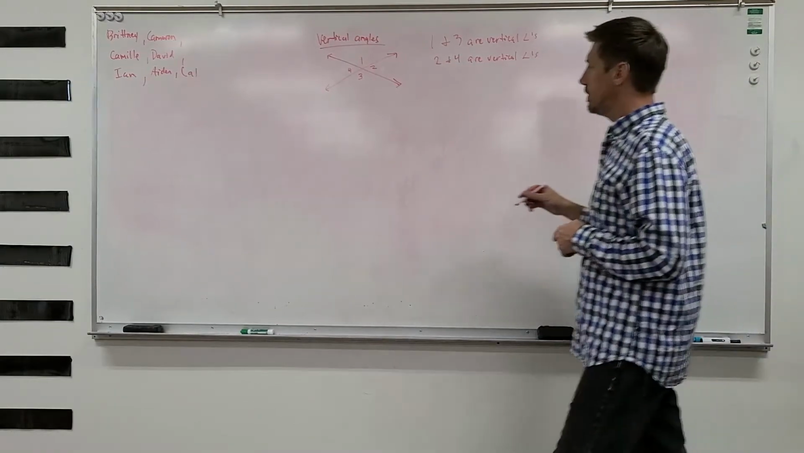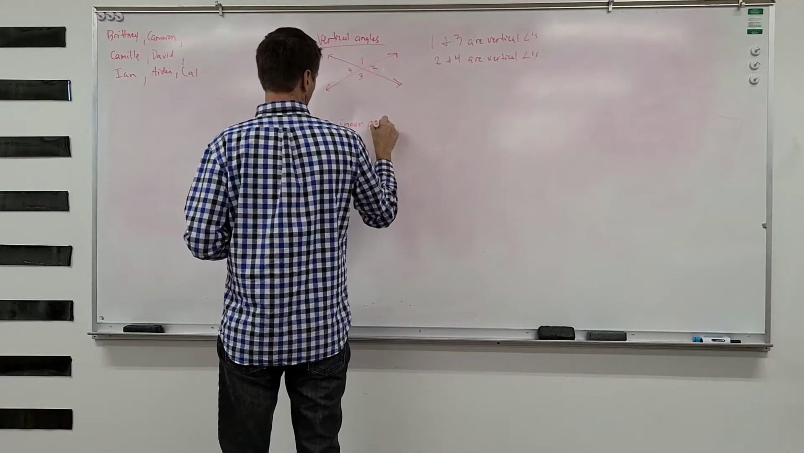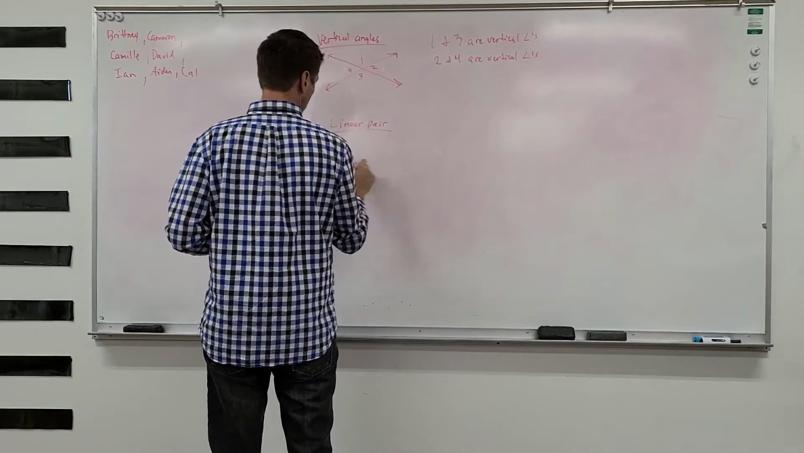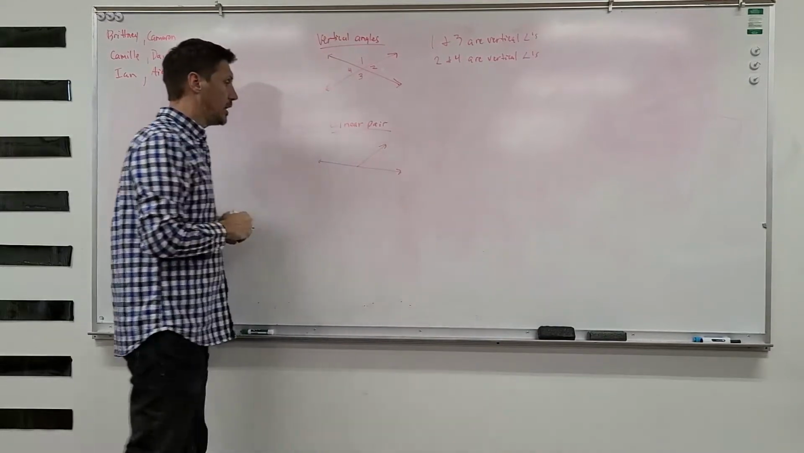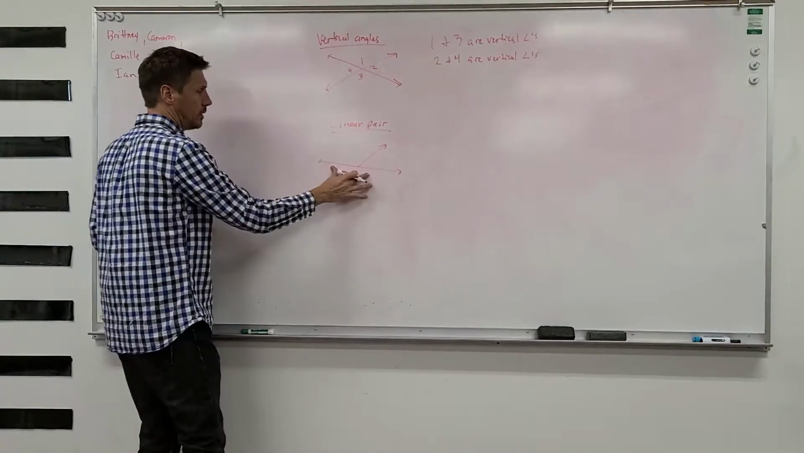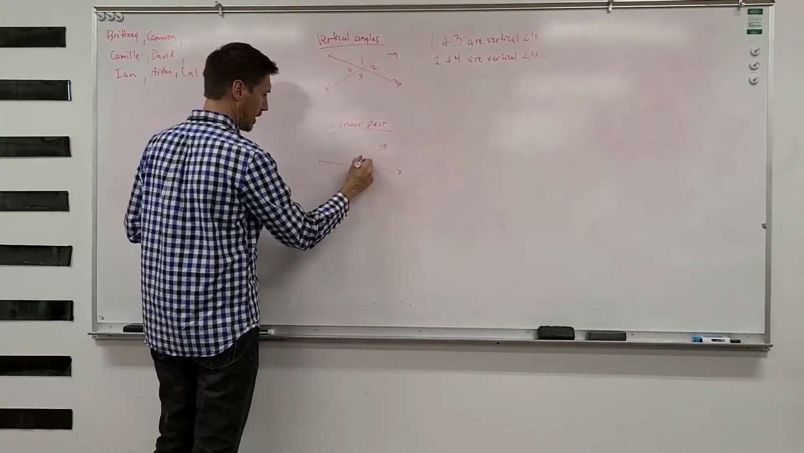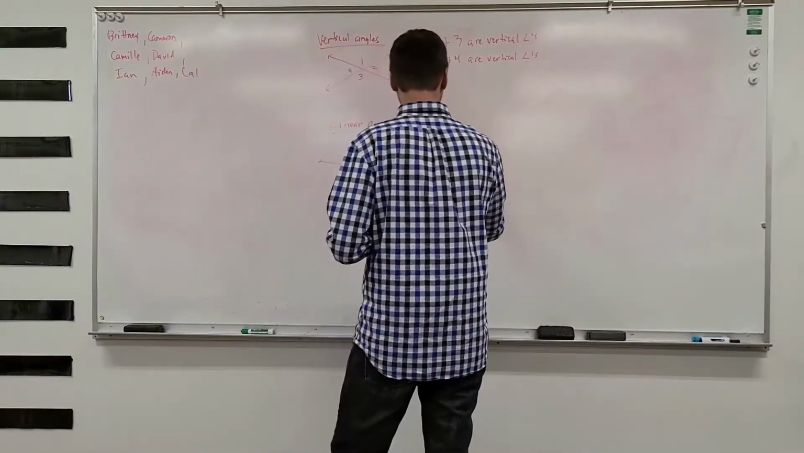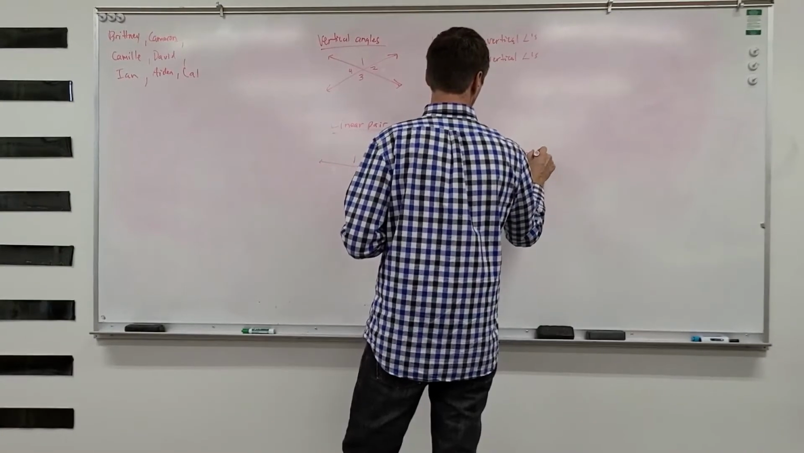The other definition you need to know is what a linear pair is. A linear pair is when you've got something like this. You've got two angles formed by a line and then a ray coming off of that line. So you've got angle 1 here and angle 2 there. So 1 and 2 are what we call a linear pair.